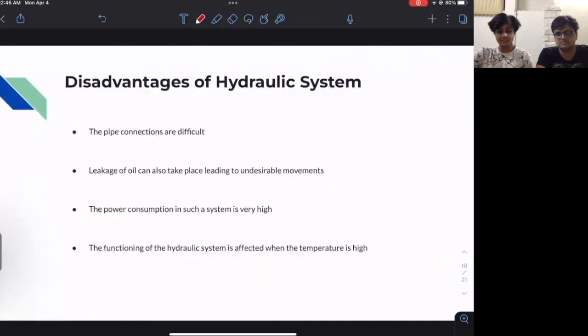Now the disadvantages majorly are, firstly, that the pipes are difficult to connect. In case some problem happens, you need trained mechanics to solve the problem. Leakages of oil can happen, which can lead to undesirable movements. The power consumption in such a system can be extremely high sometimes, and that is something we would not like to have. And the functioning of a hydraulic system can often be affected by the external temperature, and that leads to a lot of volatility in the outcome, which is undesirable.